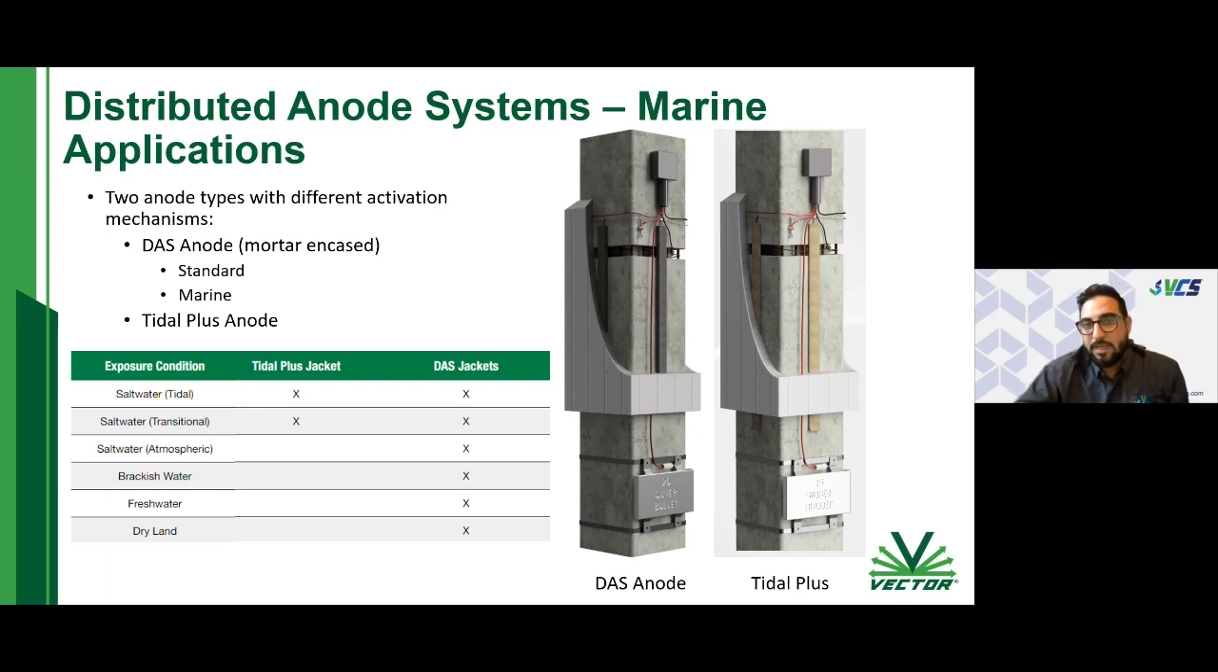And then the tidal plus anode, the second type of anode, is again used in saltwater applications in the tidal and transitional zones. And so you can see here, the anodes are installed on the face of the pile. They're connected together, and then either they're directly connected to the steel, or we have specific wires that go into a junction box or a monitoring box, and we're able to assess the performance of the CP system.